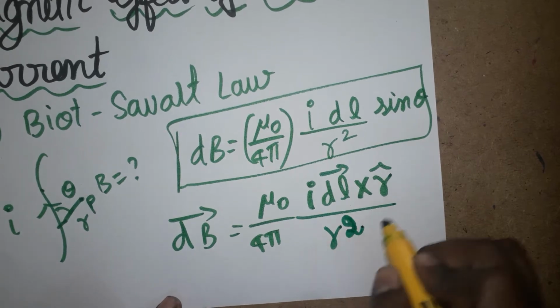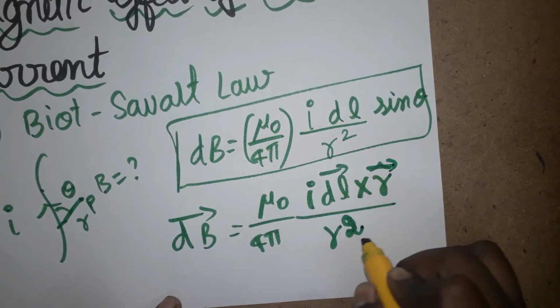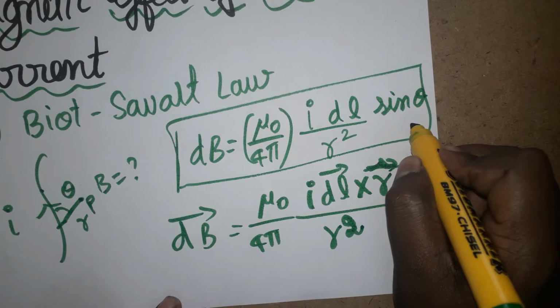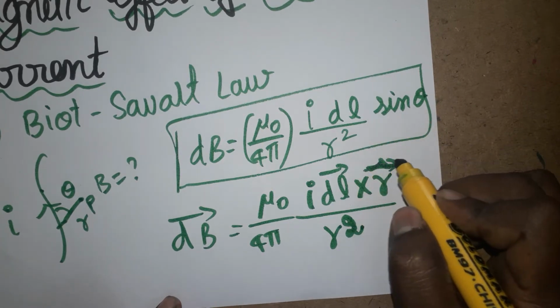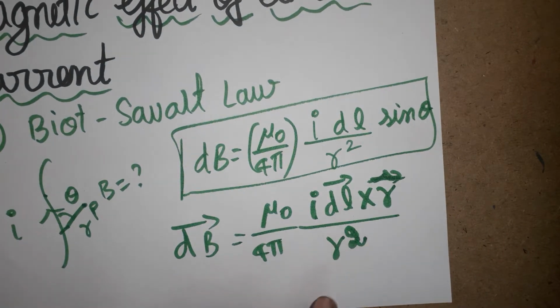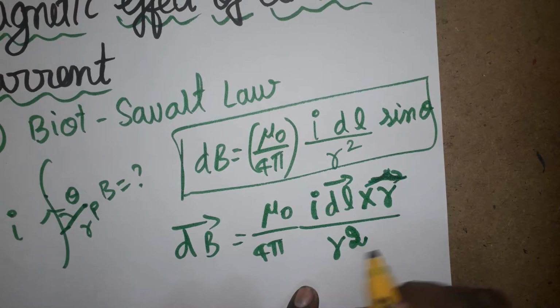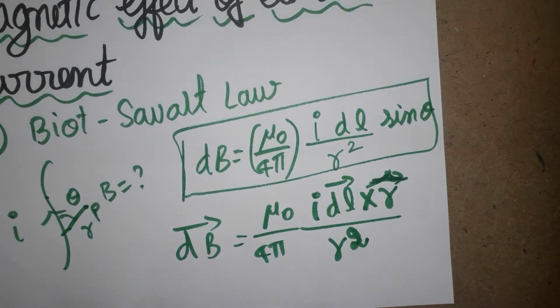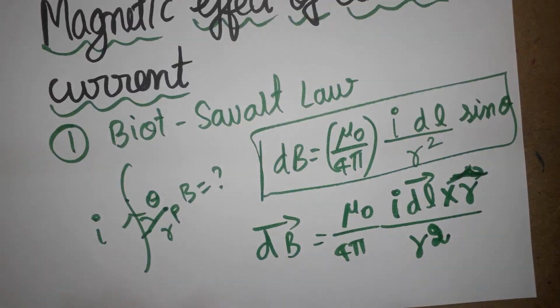r square. When you are writing a vector r, you will write r cube. When you are writing a unit vector, there is no need to write the cube. Instead of writing sin, you can make it a cross product. So this is the vector form of the Biot-Savart law. Since I am writing a unit vector, there is no need to make it a cube. If you are writing in vector format, write it here as a cube.